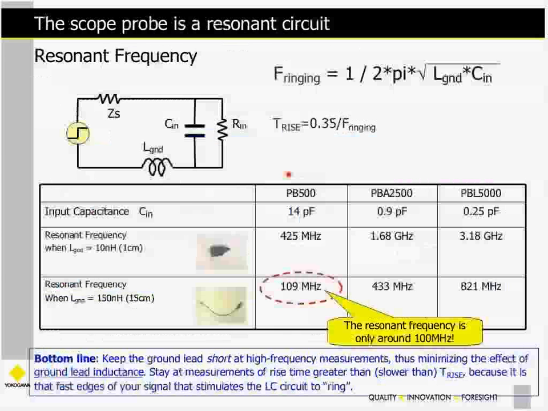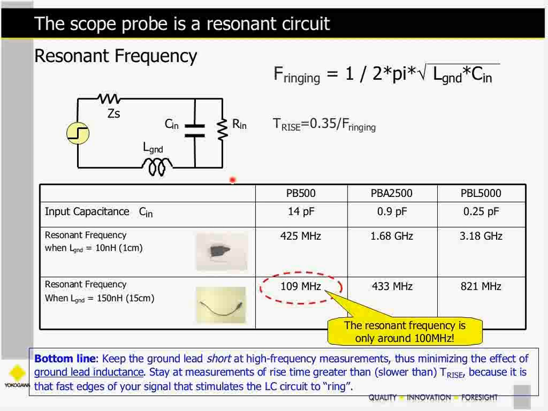Okay, so that's an example of the scope probe as a resonant circuit, and here's an equivalent circuit of it. We've got a step function in our device under test, and it has a source impedance. And then here's the rest of these components here, the C and the R and the L. It's a series LC circuit. That's our probe, which I just demonstrated to you.